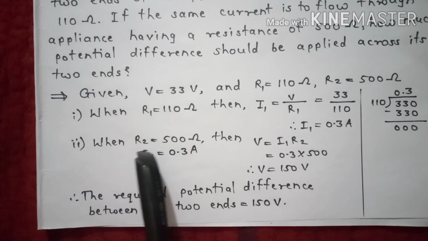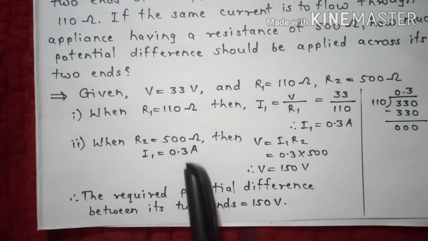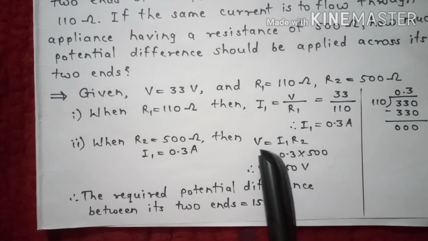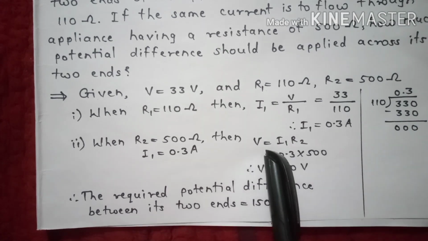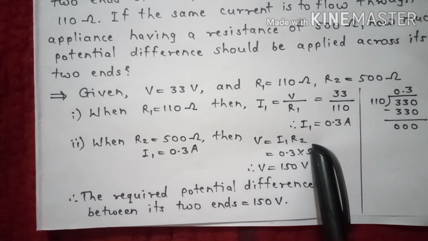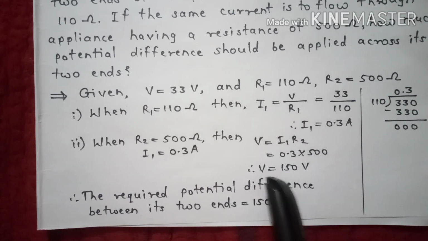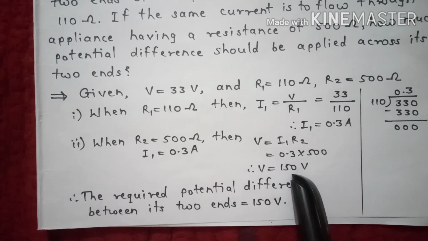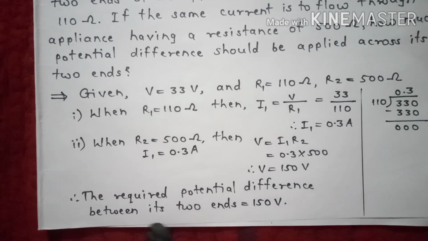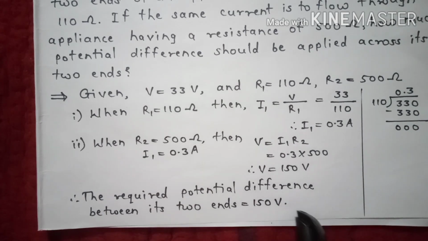Now when resistance R2 is equal to 500 ohm, then I1 is equal to 0.3 ampere. But here we have to calculate potential difference. So V, that is potential difference, is equal to current into resistance. So here current will be 0.3 into 500 resistance. Therefore V is equal to 150 volt. Therefore the required potential difference between its two ends is equal to 150 volt.